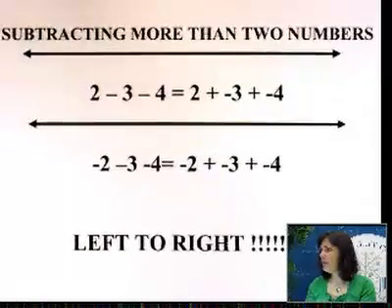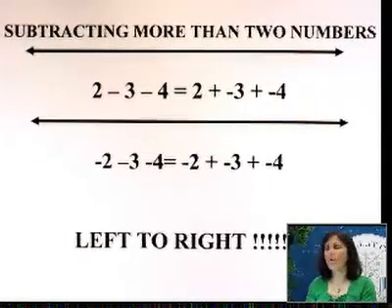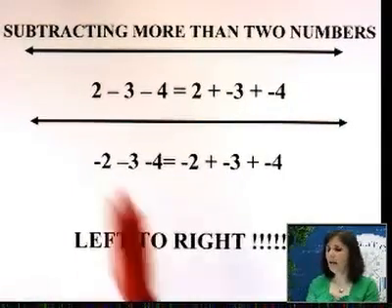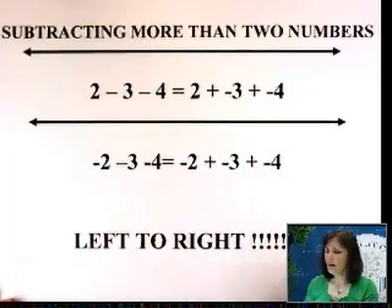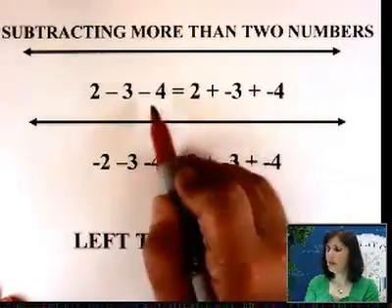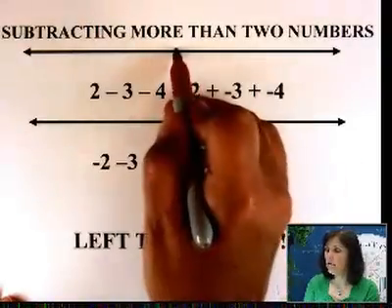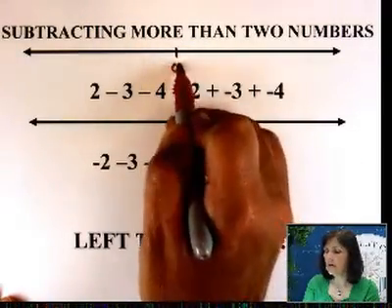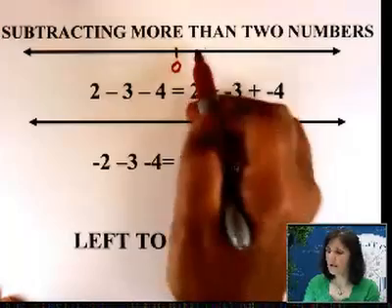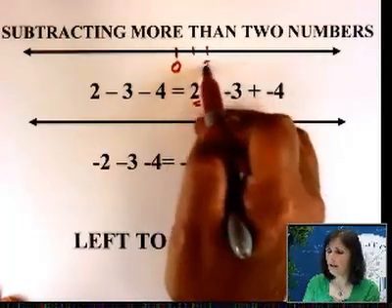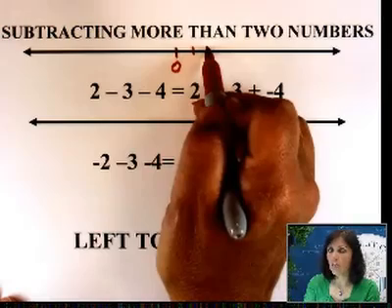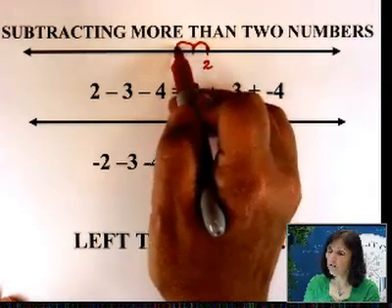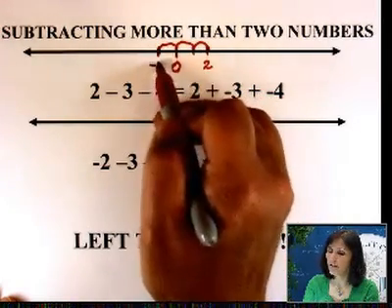Now, what happens when I want to subtract more than two numbers? Like 2 minus 3 minus 4. You have to remember 2 minus 3 is like plus negative, and minus 4 is plus negative. So you can use the addition rules. I start with 0. 2 means I go to the right. 1, 2. Here I am. Plus negative 3. So I was here. 3 to the left. 1, 2, 3. Here I am at negative 1.